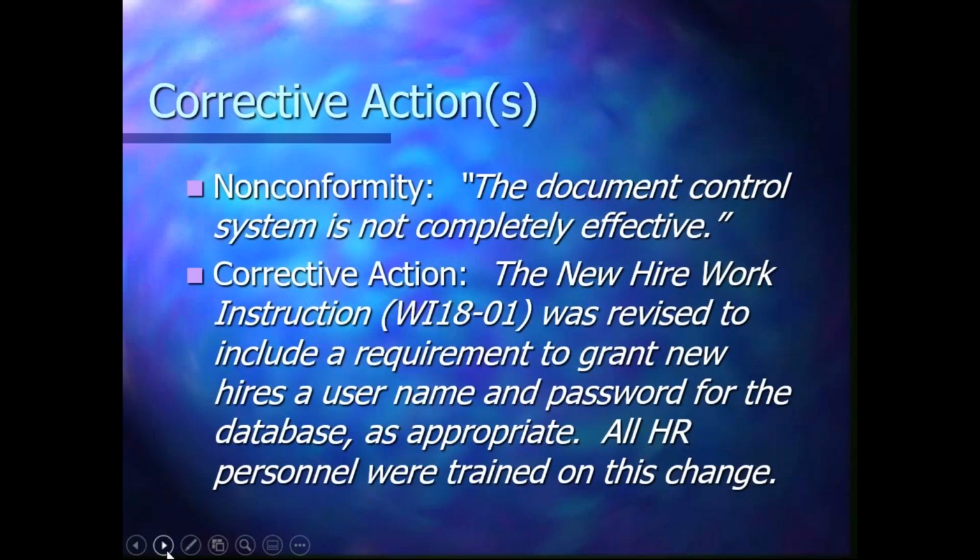Look at our second example. The document control system isn't effective. Our corrective action reads: the new hire work instruction was revised to include a requirement to grant new hires a username and password for the database. HR personnel were trained on this change. So there is a training component, but that's not the only thing that's happening. It's supplementary to a revision to a work instruction. The question we want to ask is, does this corrective action address the root cause? Well, let's see together.